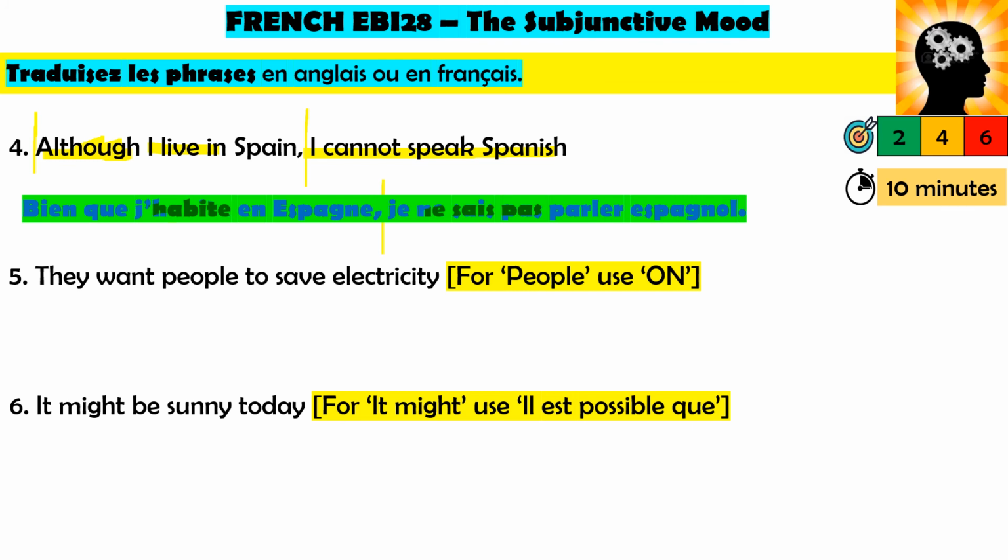Alors, numéro 5, they want people to save electricity. Now, this is a great one. And this is exactly what happens on your A-level translations. You'll have a sentence like this and you'll say, okay, so how do I say people?